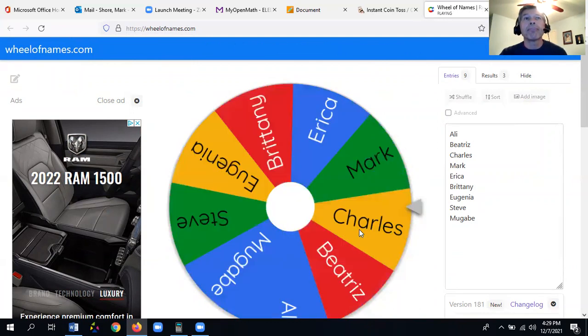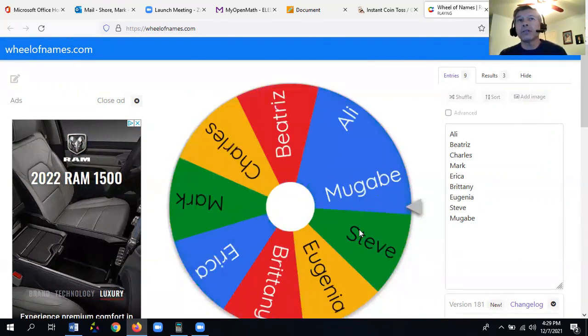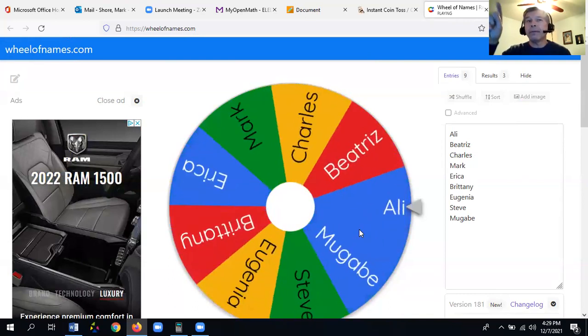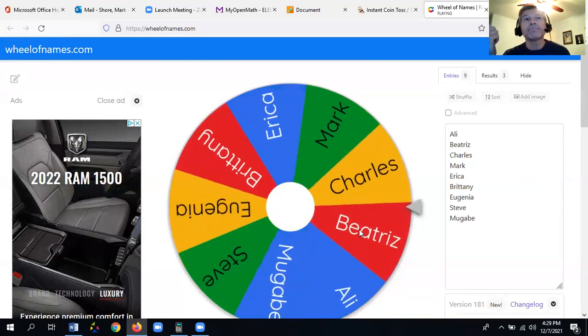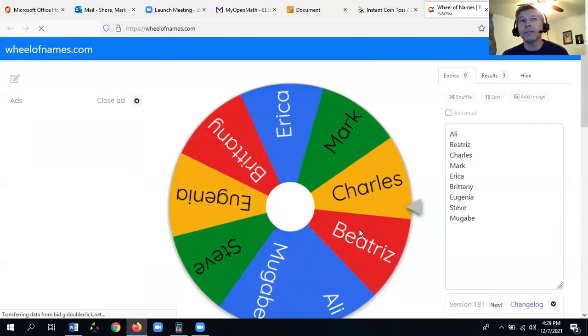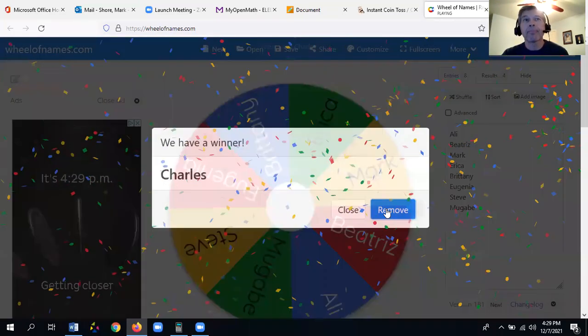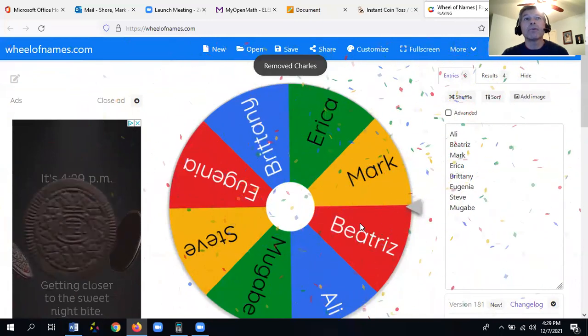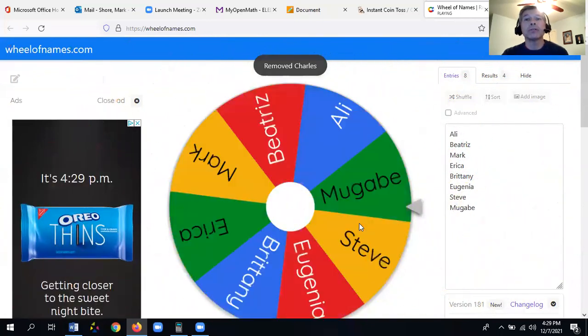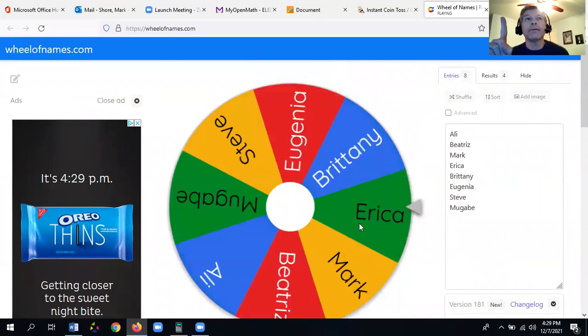Let's try it again. And you can make this easier and just do male, male, male, like M, M, M, and so on like that. Okay, so here's the first one. That's a male. So we're going to remove that. That person got the job. And we're going to spin again. So that was Charles. And we need all 3 to be male.